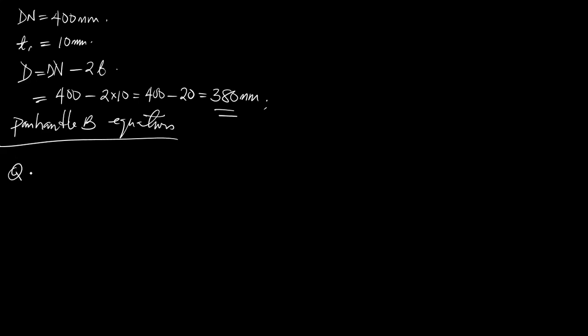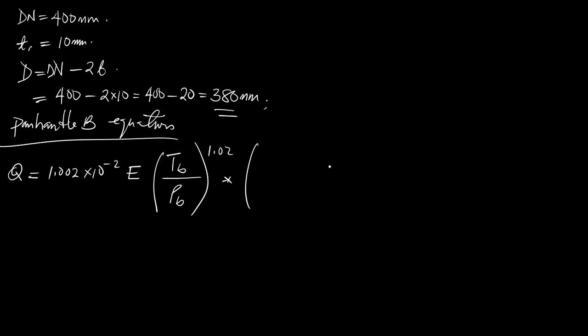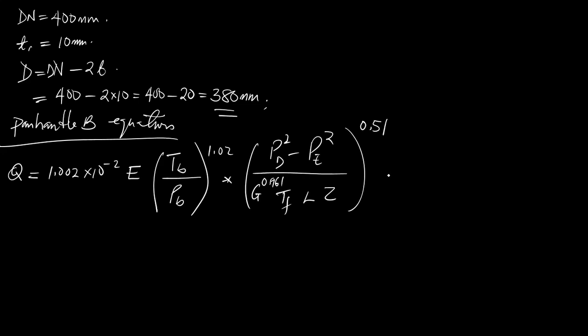Now the Panhandle B equation will have the flow rate to be equal to what? 1.002 times 10 raised to power minus 2, E, brackets TB over PB raised to power 1.02, times PD square minus PE square divided by G raised to power 0.961, TFLZ, all bracket close, all raised to power 0.51, times D raised to power what? 2.53.